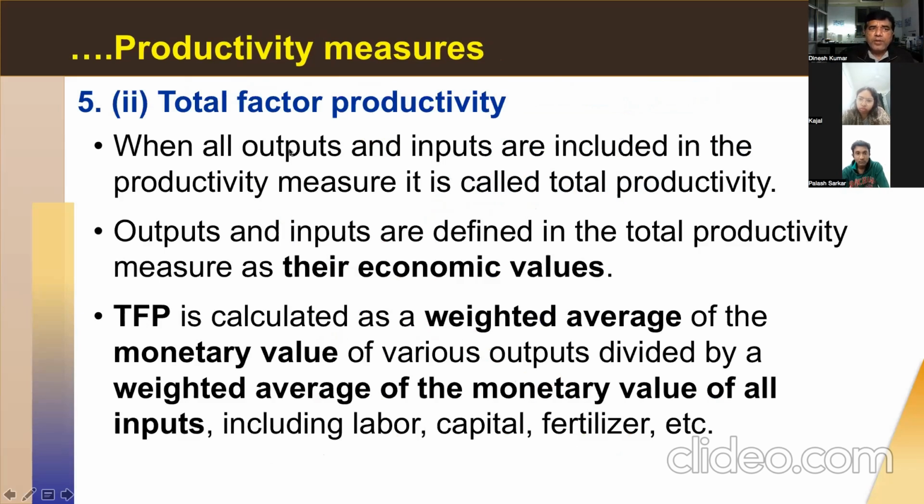Total factor productivity: when all outputs and inputs are included in the productivity measure, it is called total productivity. Outputs and inputs are defined in the total productivity measure as their economic values. Economic values means monetary value. TFP is calculated as a weighted average of the monetary value of various outputs divided by a weighted average of the monetary values of all inputs, including labor, capital, fertilizer, etc.